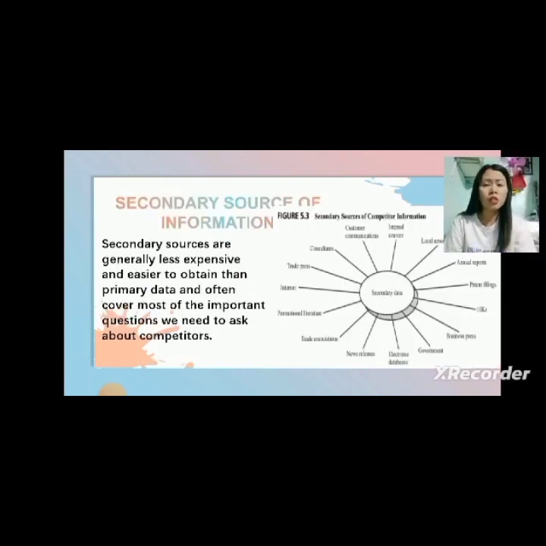Secondary source of information. Secondary sources are generally less expensive and easier to obtain than primary data and often cover most of the important questions we need to ask about a competitor. Example: textbooks, edited works, books, and articles that interpret or review works. Makikita dito sa figure 5.3. Secondary source of competitor information.